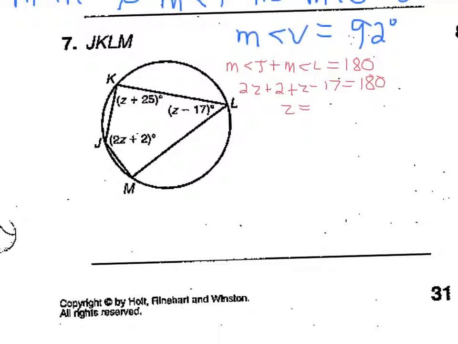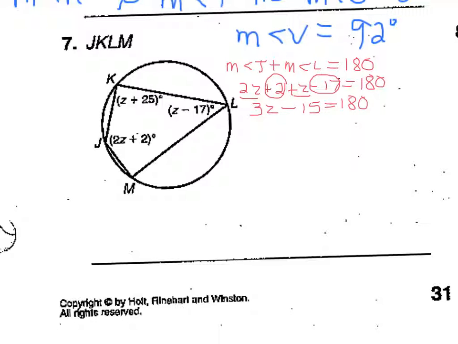It says 185 plus 15 is 185 divided by 3. What is that? Okay, no problem. Let's do it all over here. So it's 2z plus 1z is how many z's, Jonathan? 3 z's. Now, positive 2 and negative 17, how much is that? Negative 15. And that is equal to 180.